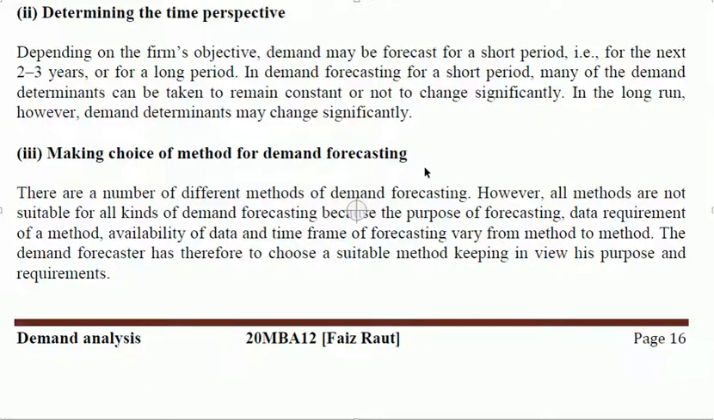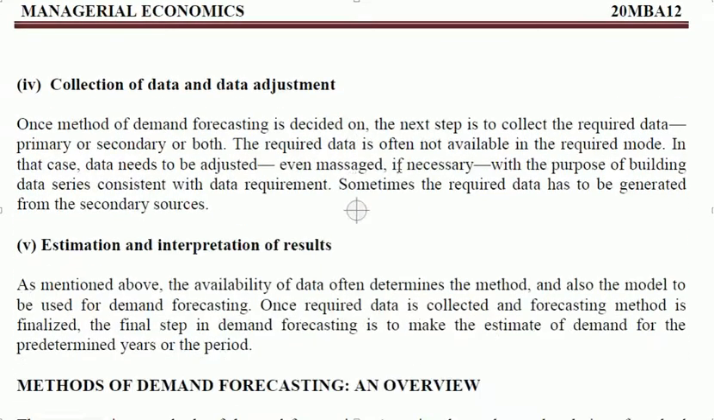Third is about making choice of method for demand forecasting. Now there are many methods of demand forecasting. Which method is suitable for your demand forecasting, that you need to determine first, and then depending upon the choice of the method, you will begin with your demand forecasting process. Then the fourth one is about collection of data and data adjustment. Okay, collection of data is through basically two sources. One is primary data and second is secondary data. Primary data is the collection which is being done in person by the researcher.